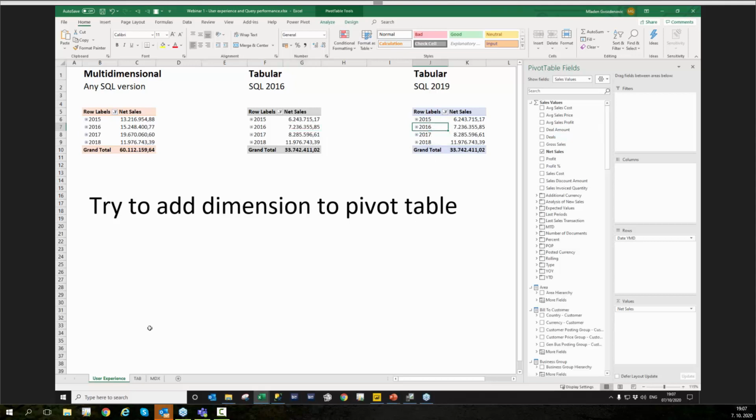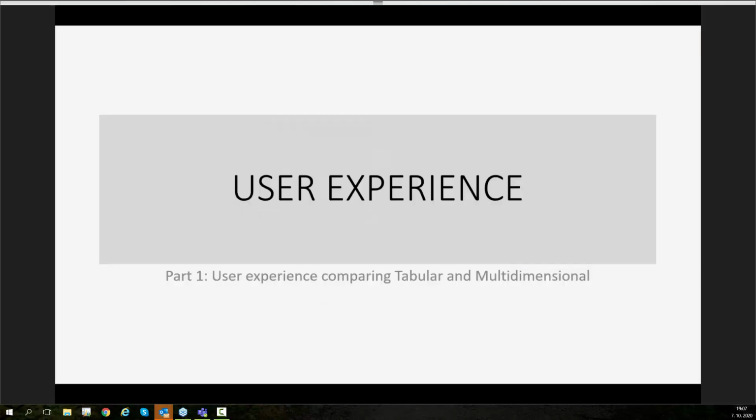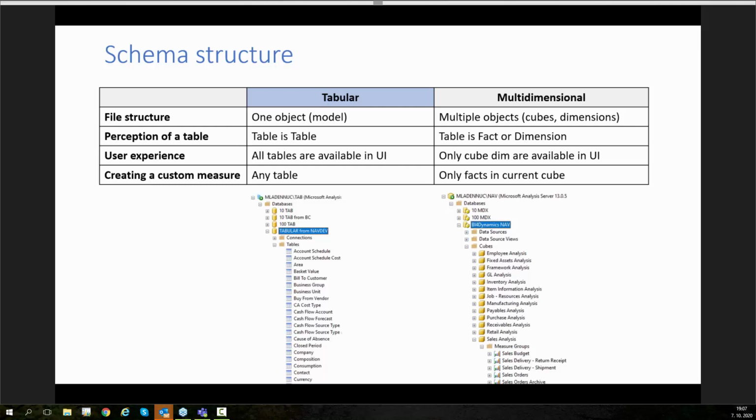Now, if we look into the design or schema or structure of a Tabular database, then if you look into the file structure, you may know that there is only one object, only one file we call a model file, while in multidimensional we have multiple objects, cubes and dimensions. And in Tabular, a table is simply a table, regardless of whether it is transactional, which we call fact, or dimensional, keeping the attributes, hierarchies, and the other dimensional data. Now, all tables we have are available in the user interface, unless we use perspectives. So this is kind of silly.